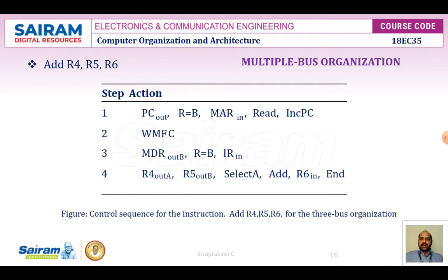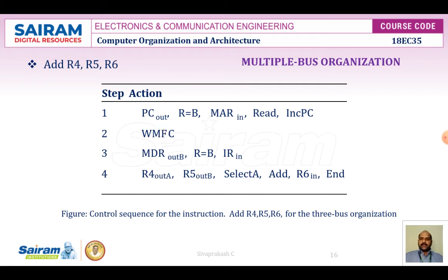The incremented value of the program counter is loaded at the end of the clock cycle and will not affect the content of the memory address register during the fetch cycle of the first step. The second step is to wait for the memory function to complete. The processor waits for the memory function complete signal.